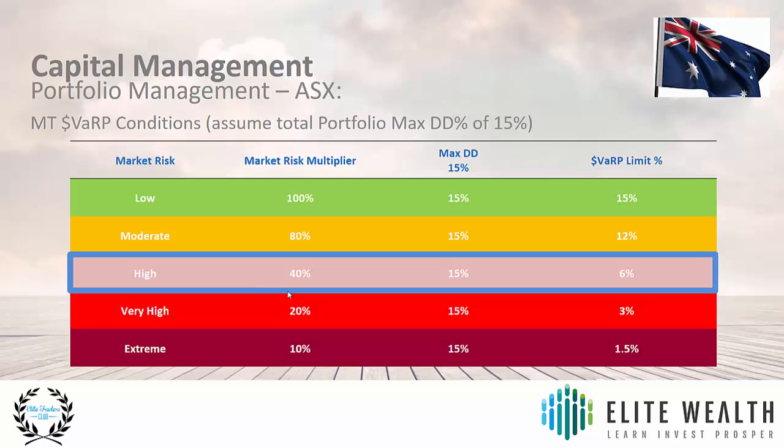The other way to think about it is using the value at risk model, and the way that we do that is we look at what our maximum value at risk is under a low market risk condition, which is 15% for most people. Then because we're in high market risk mode, we need to apply this market risk multiplier, 40%. So 40% of our maximum allowable drawdown, that is 40% of our 15, would mean that you're allowed to have 6% value at risk exposed to the market.